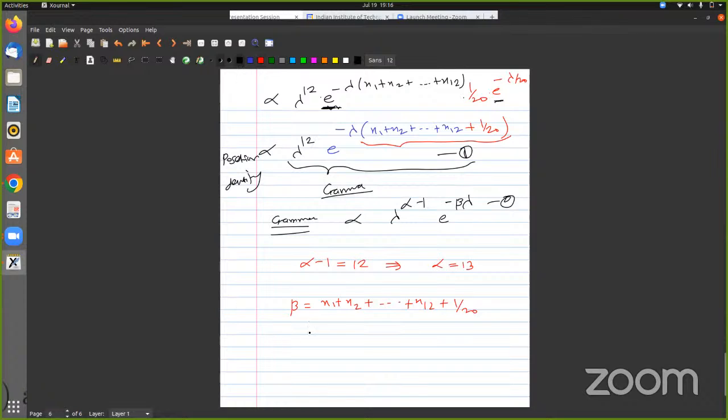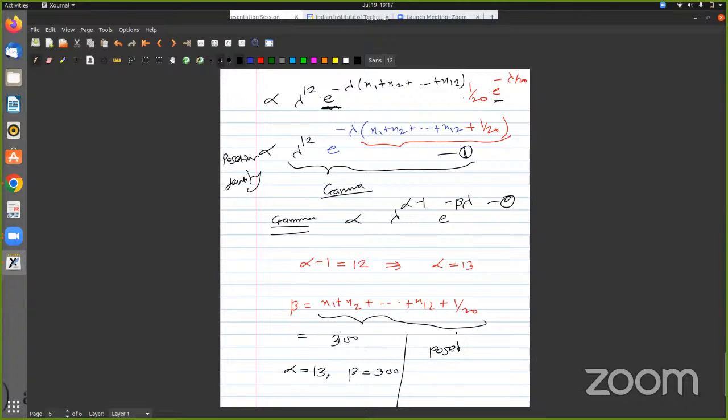So what is x1? All those values are there. 23 plus something, right? The total comes out to be 300.005, so let's say 300. So my alpha is 13, beta is 300. This we have calculated actually, these parameters. Now I wanted to find the posterior mean.